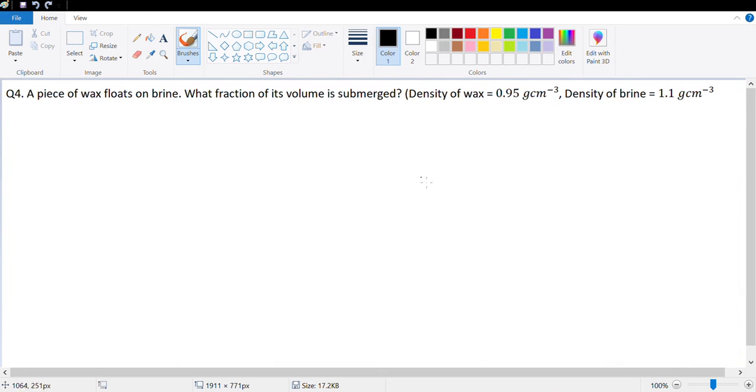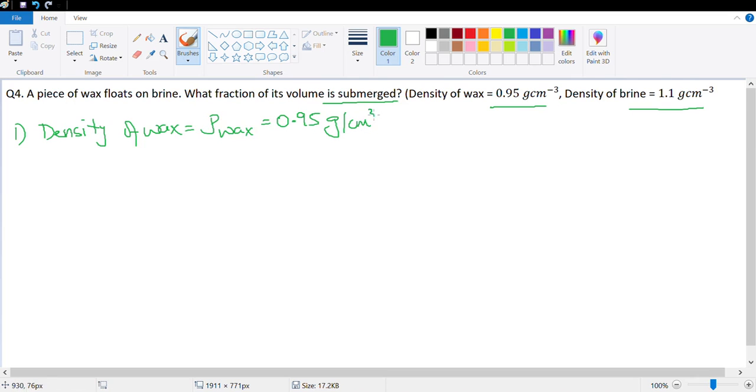Question number 4 says a piece of wax floats on brine. What fraction of its volume is submerged? Density of wax is given, density of brine is given. So let's just write the information given. Density of wax, rho wax, is given equal to 0.95 gram per centimeter cube. Next, density of brine, rho brine, is equal to 1.1 gram per centimeter cube.